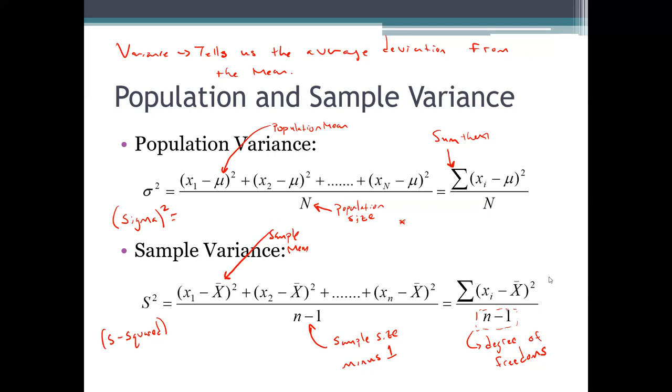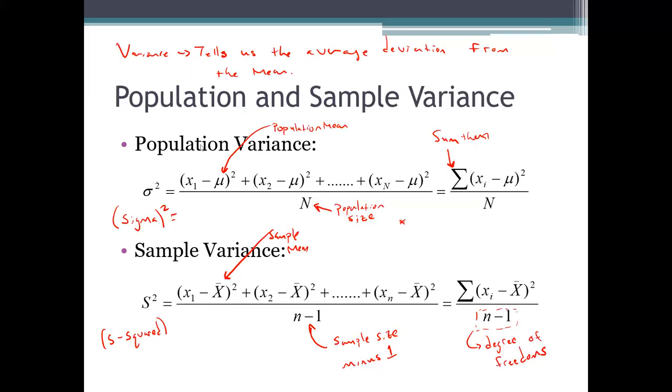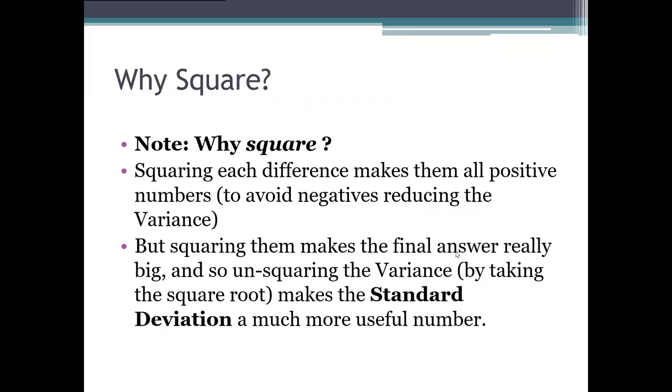So we'll come back to these formulas when we do our first example. Okay, so why square? Squaring each difference makes them all positive. And you'll see in our first example, if you don't square these values and you add up the deviations, it's just going to sum to zero, because some values will be above the mean, some will be below the mean, and they'll cancel each other out. So you square them to make them all positive.